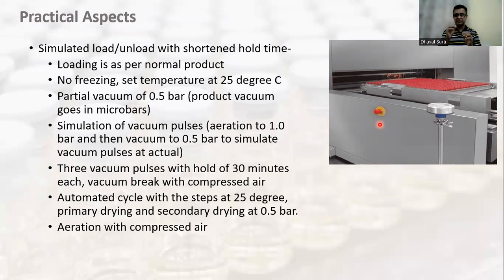Automated cycle with all the steps at 25 degrees, primary drying and secondary drying at 0.5 bar. So this can be done manually, or we can create an automated media cycle where the entire temperature will be at 25 degrees and we'll be putting in vacuum values like 0.5 bar, and we can put in the pulses. Addition with compressor.